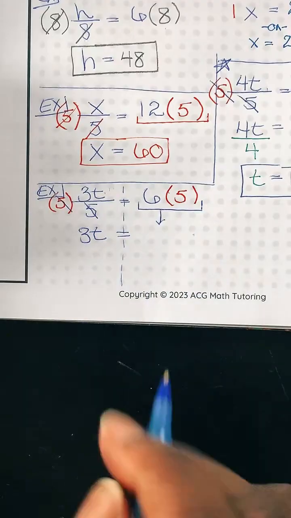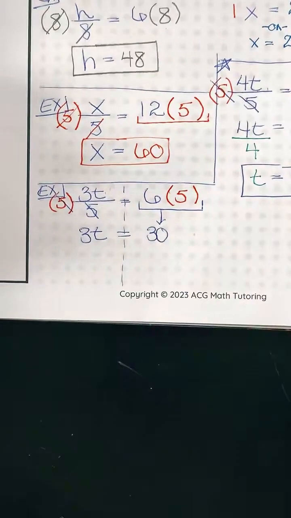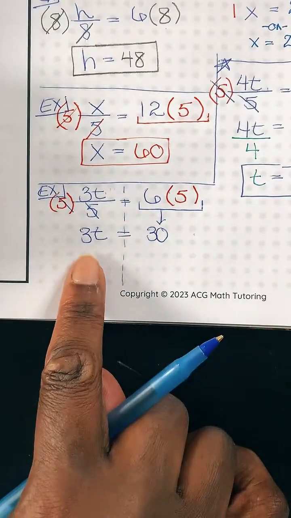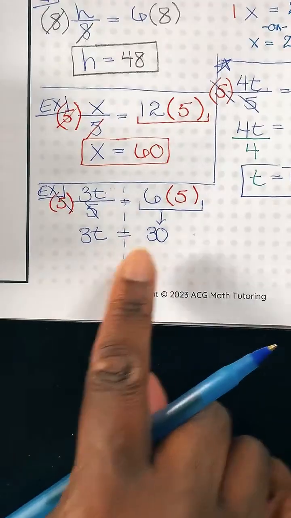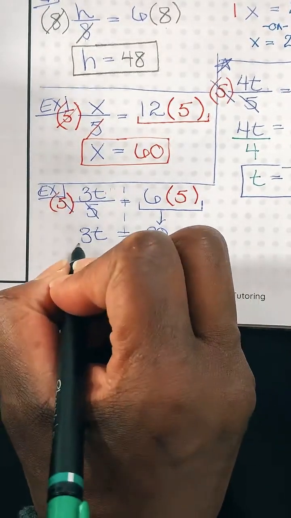So, if anything, what comes down? Just the 3T. Good. So I bring my 3T down, my equals, and then what is it going to equal? So 6 times 5. Thank you, Lynette. We got 30. Yes. All right.